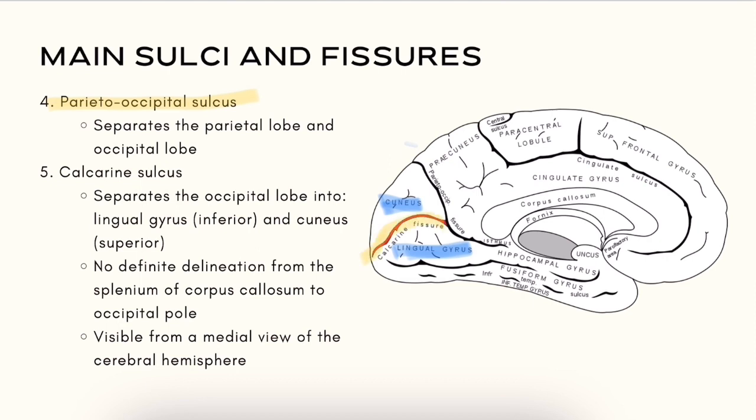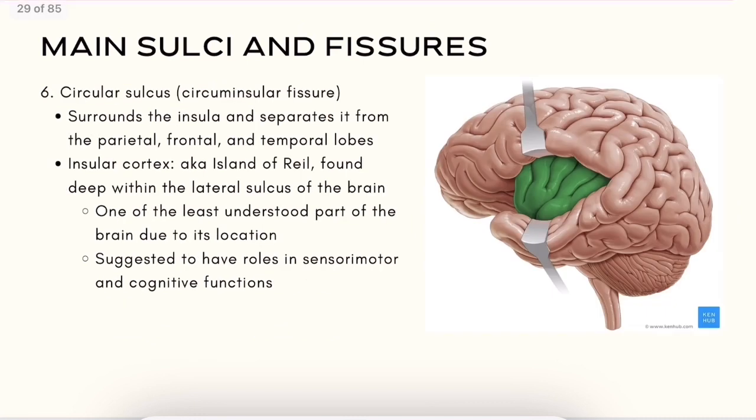Okay, so there is no definite delineation from the splenium of the corpus callosum to the occipital pole, and this is actually more visible in the medial view of the cerebral hemisphere. Okay, finally we have our circular sulcus, or our circuminsular fissure, which surrounds the insula and separates it from the parietal, frontal, and the temporal lobe. So if we look further inside, this right here is our insula. So the insular cortex, also known as the island of Reil, is found deep within the lateral sulcus of the brain. So this is one of the least understood parts of the brain because of its location, but it is suggested to have roles in sensory, motor, and cognitive functions.